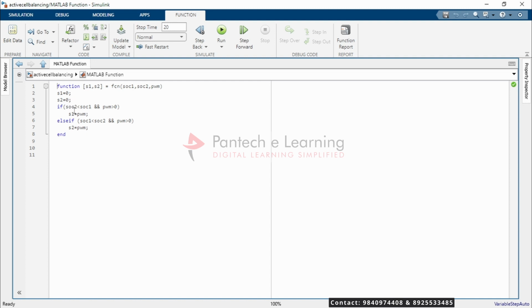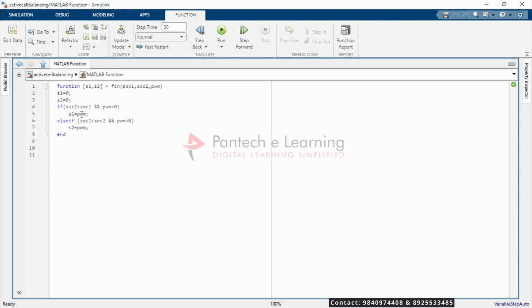So what is the condition? It checks whether the SOC of the second cell, that means SOC2, is less than the SOC of the first cell, that means SOC1, and whether the PWM value is greater than 0. If both conditions are true, the function sets S1 equal to the value of the PWM. So this will activate switch 1, allowing charge to transfer from the first cell to the second cell.